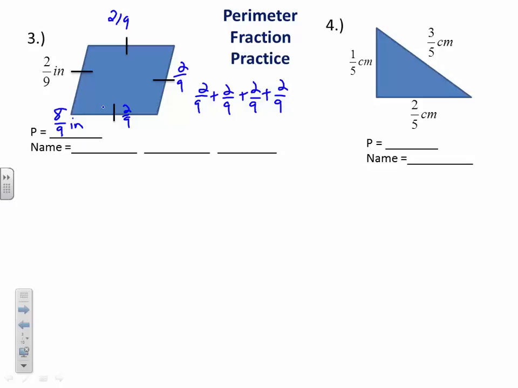So notice again, common denominator, right? The denominators are all 5, 5, 5, 5. So all we have to do is add the numerators. So we've got 1/5 plus 3/5 plus 2/5. So if we add the numerators up, we get 6/5, and that is centimeters.